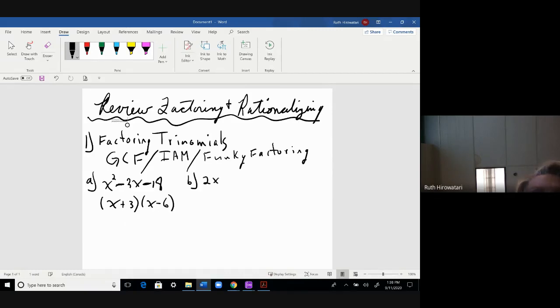Okay, try this one: 2x squared minus x minus 1. No greatest common factor. The leading coefficient isn't 1. So what was that funky factoring I was talking about? We take the leading coefficient and the constant term and multiply them.